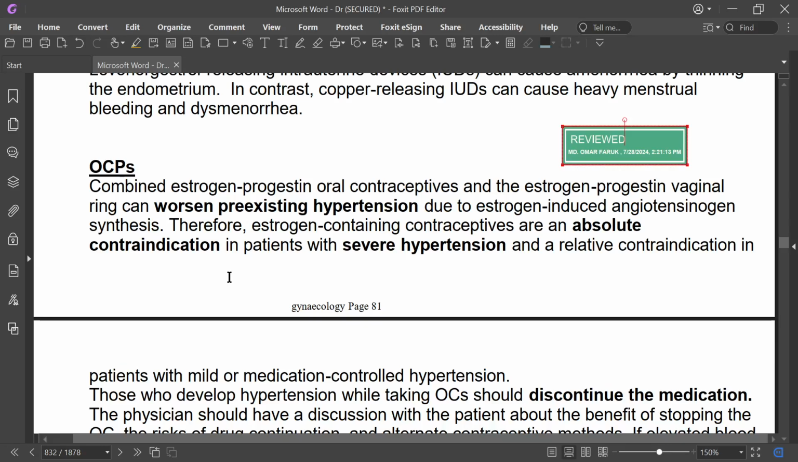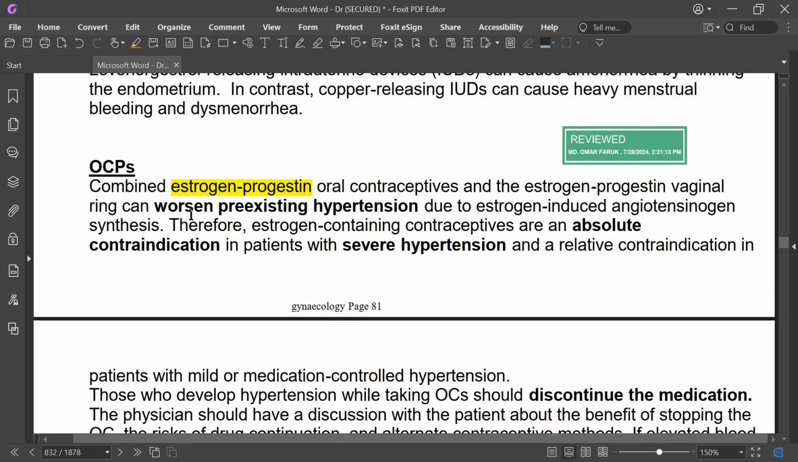Now I would like to discuss the OCP. What does OCP mean? OCP means oral combined pill, and the combination is estrogen and progesterone. So combined estrogen-progesterone oral contraceptive.